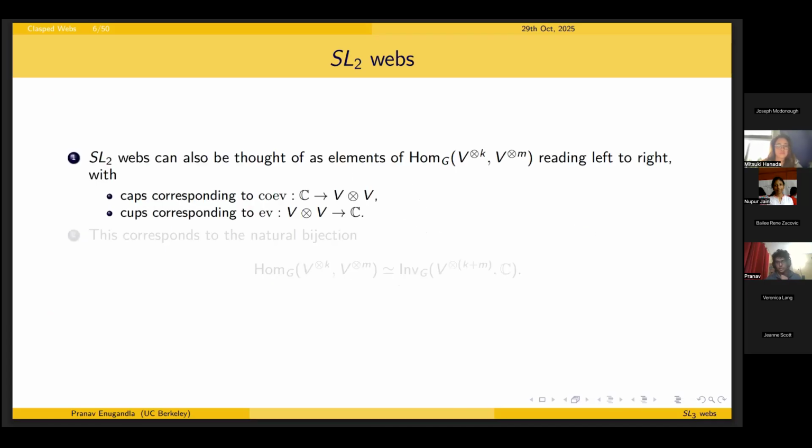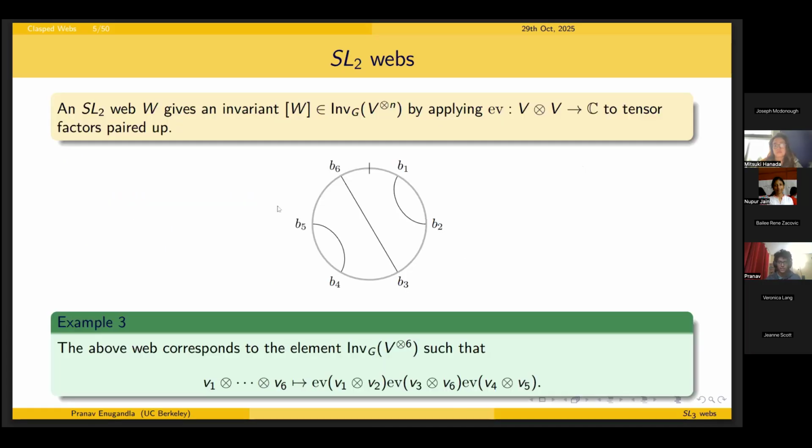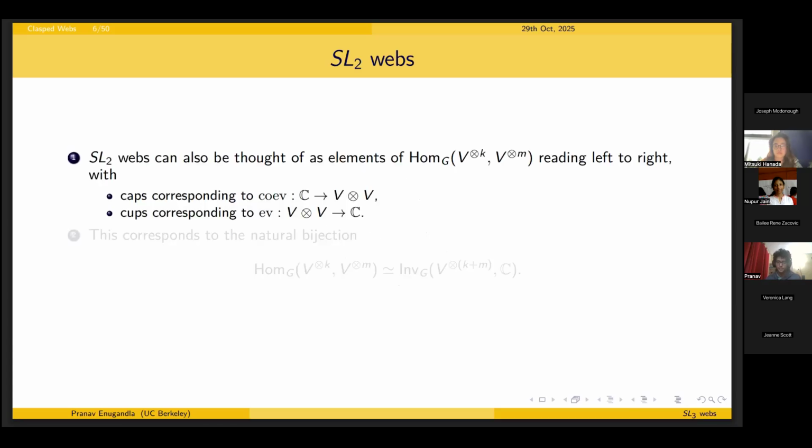I think a better way to think about SL2 webs is actually not as invariants, but as morphisms, right? If you look at this web, I could read it left to right, where I think of my vertices 4, 5, and 6 as being on the left, 1, 2, and 3 as being on the right. And I should think of this as a map from the threefold tensor product of V to another threefold tensor product of V.